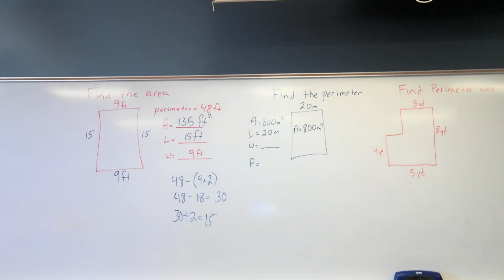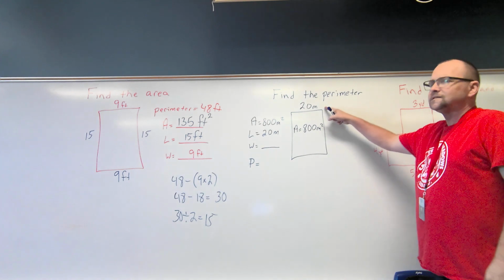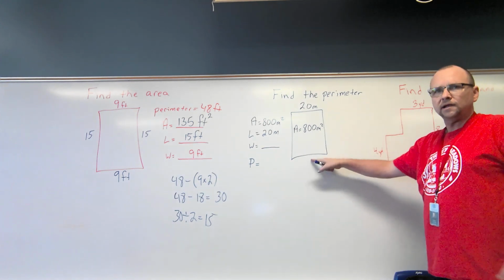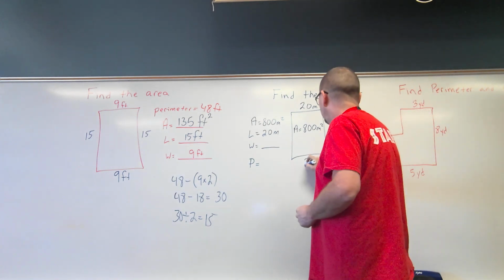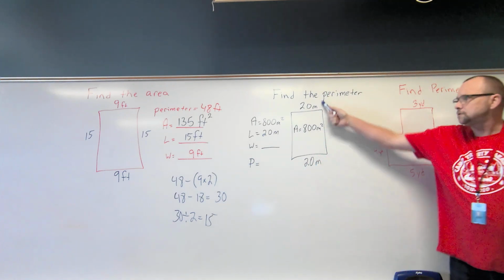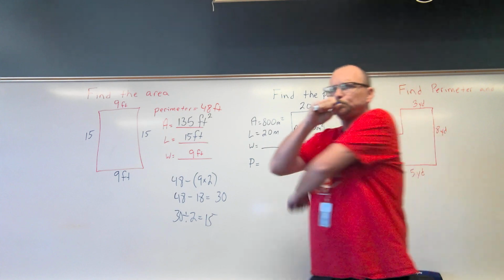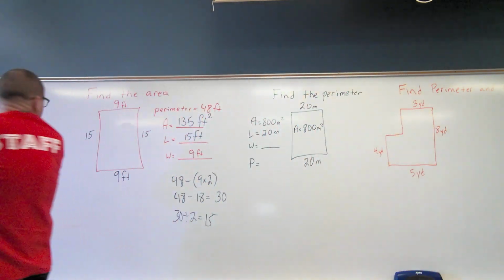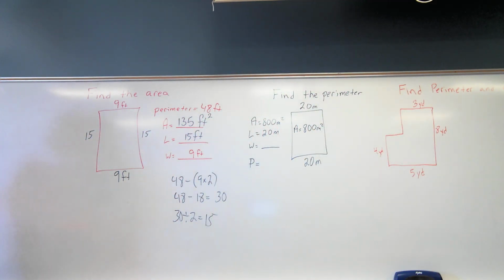We know the area, and we know this side is 20 meters. It's a rectangle, so this side would also be 20 meters, and the other side will be 20. It's a rectangle, so these two sides are 20 meters. I thought you said square. No, it's a rectangle. So now we've got to figure out, anybody explain this to me, how we're doing this here?